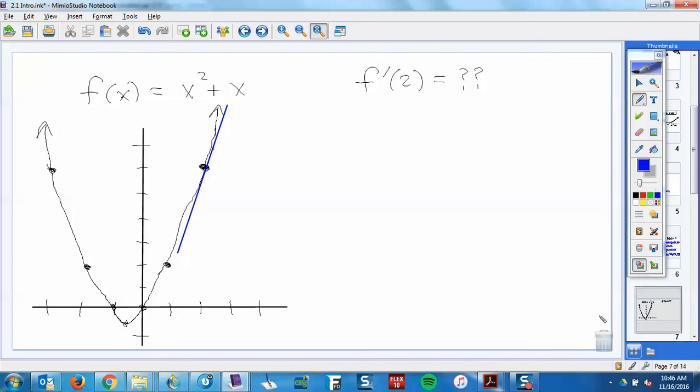Now I've already plotted the point. I've put in a nice blue tangent line there. So we're finding the slope of that line, right? That's what we want to know. Since we have the equation, what could we do? We could plug in our old zooming method, a 2 and a 2.001, and we could get a pretty close estimate of that slope. But we don't want that right now. We want the actual slope. We want to do it by the definition.